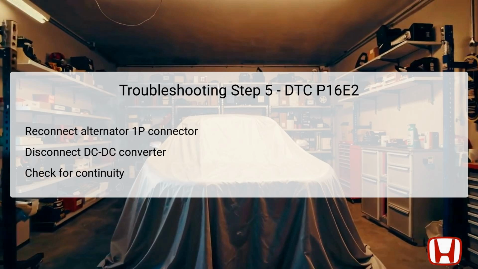Step 5 involves narrowing down potential faults related to the alternator and other components in the circuit. Start by reconnecting the alternator 1P connector to set the baseline for testing. Next, disconnect the DC-DC converter connector A. This component, part of the electrical system, plays a role in managing power flowing through electrical circuits.